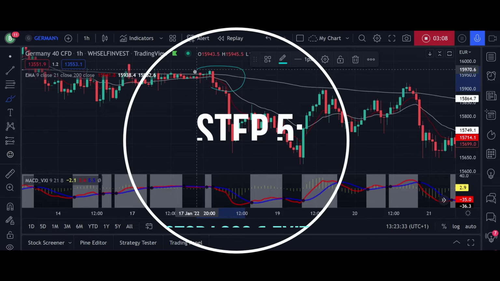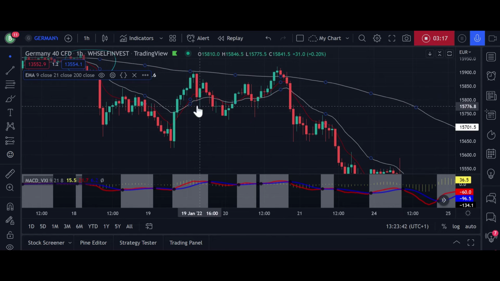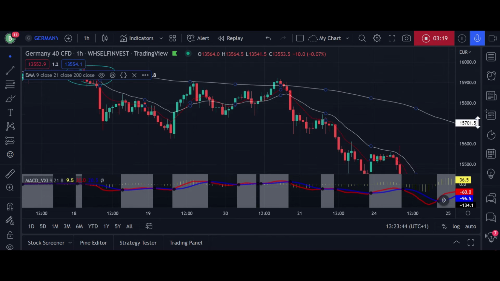Step 5. Set out your stop loss and exit strategy. Once you define how much you are willing to lose on a trade, your next step is to find out where you will place your stop loss, enter, and exit a trade in order to get the most profit.